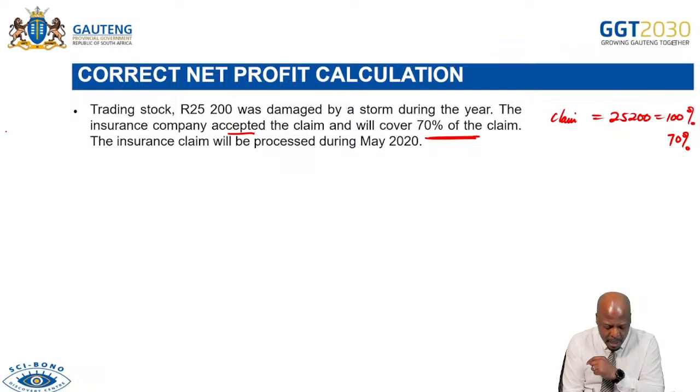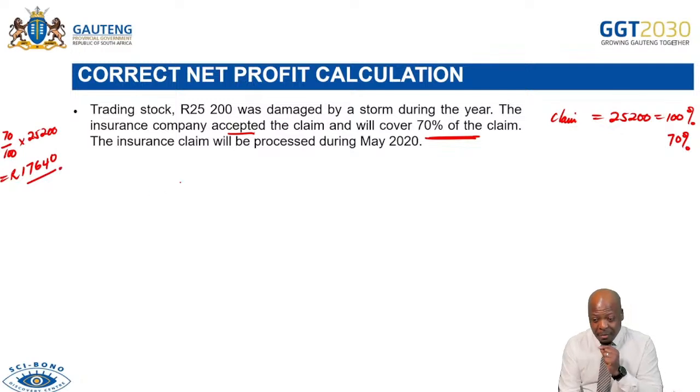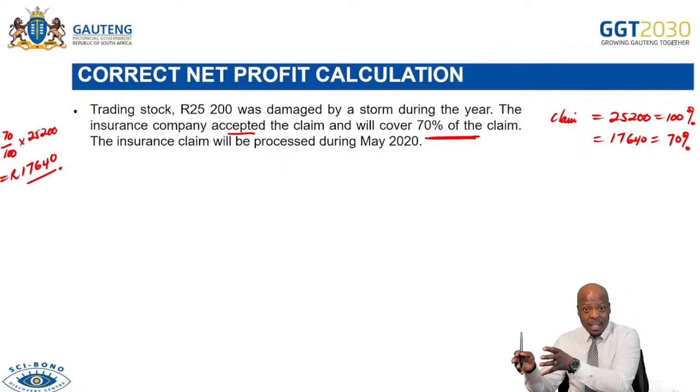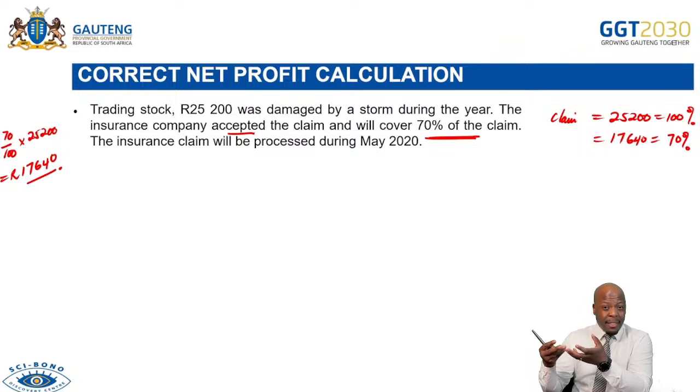So what you're simply saying is 70 over 100 multiplied by 25.2. This is what they are going to cover us. How much do you get on your calculators? Say it again, 17,640. Thank you, 17,640. This is what they are going to cover. So they'll cover here 17,640. What then happens to the other 30%? Because they're going to cover 70. So who's going to cover the other 30?